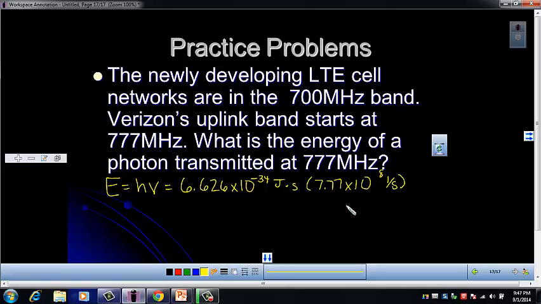Remember that hertz and 1 over second are interchangeable. Now if you watch what happens with the units here, these seconds cancel these seconds, so we're left just with joules, which we're happy about. That's our unit of energy. And then when you multiply those numbers in your calculator, pause and do that, you get 5.15 times 10 to the negative 25th joules.